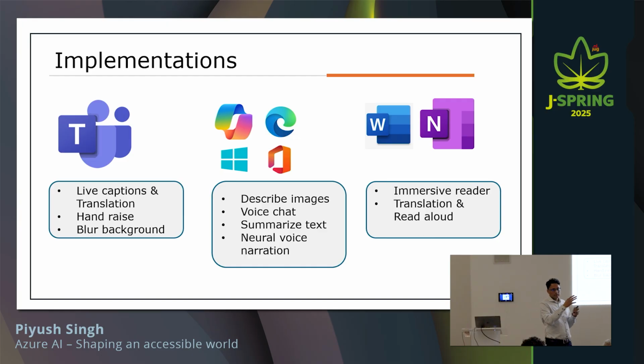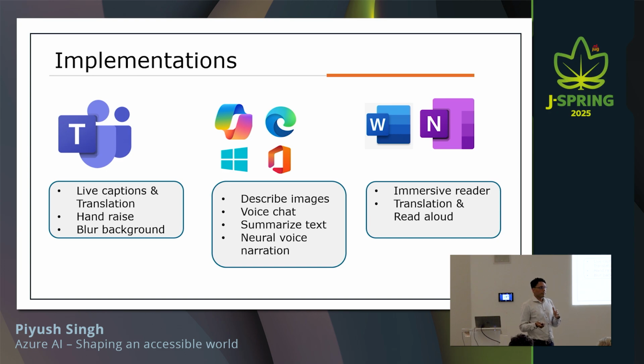And then you have translation and read aloud, which is also there in a lot of other products. So this is good for big tech, especially if you look at Microsoft and Google. I think they are doing a lot around accessibility. A lot of their products have these sort of features.